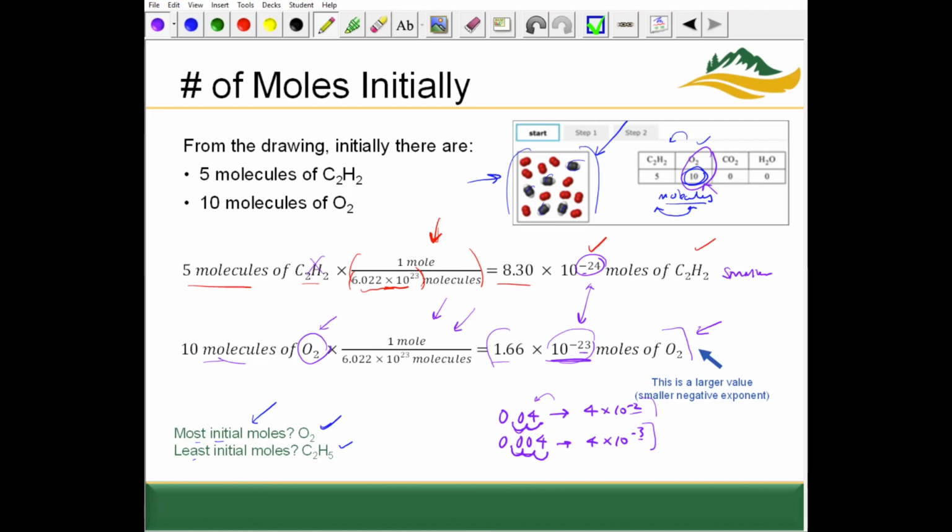So there are initially more moles of oxygen gas compared to C2H2, and there are more molecules of O2 compared to molecules of C2H2. Okay, so most initial moles O2, most initial molecules also O2. Least initial moles C2H2, least initial molecules also of C2H2. And this is only looking at these reactants, by the way. So we're not looking at products here because we're focused on identifying the limiting reactant or limiting reagent.